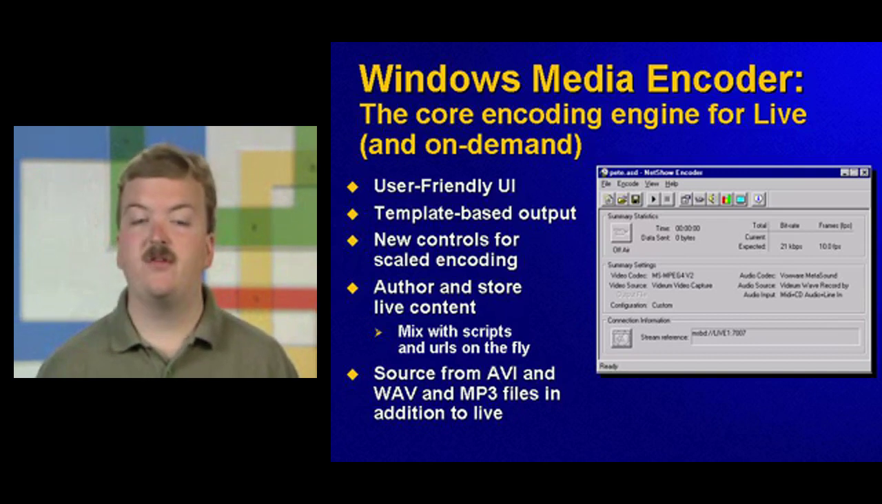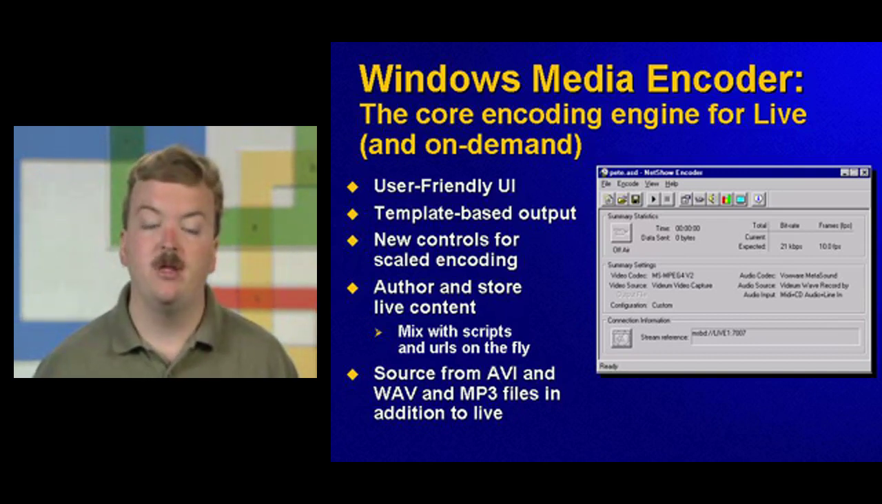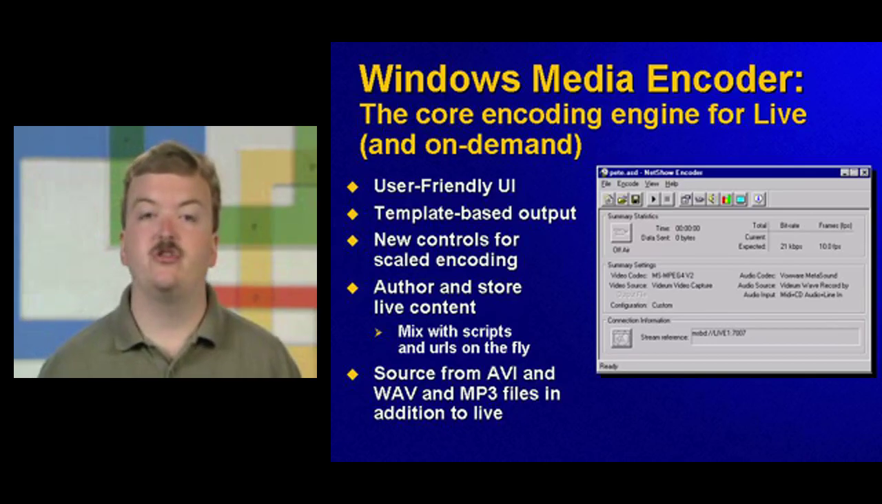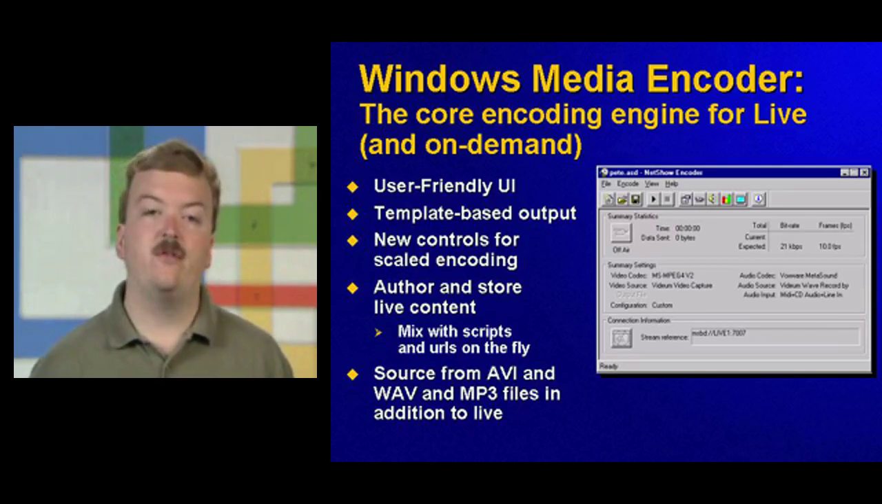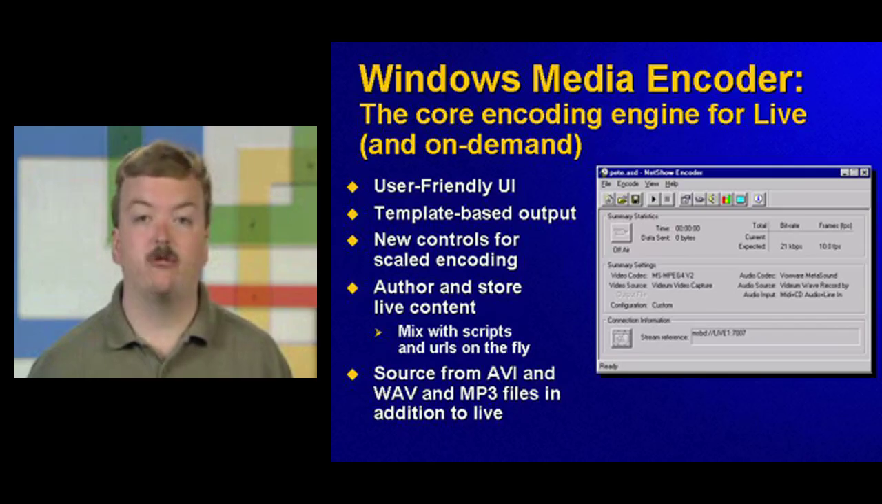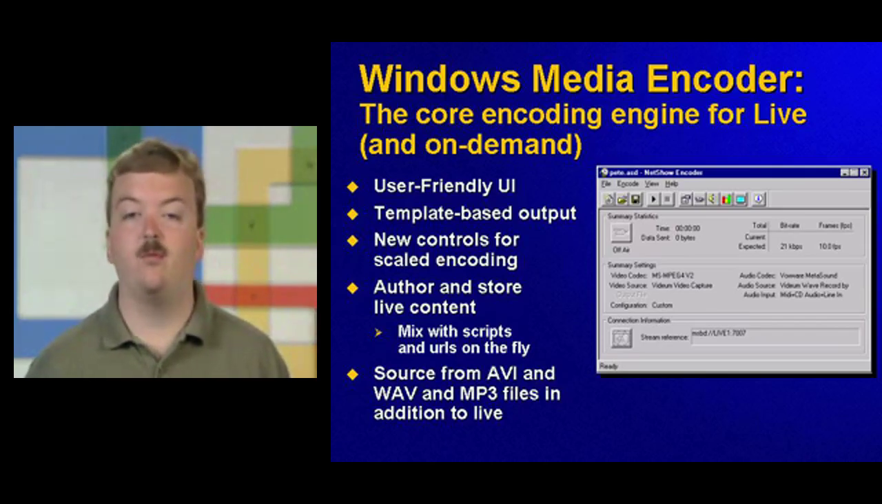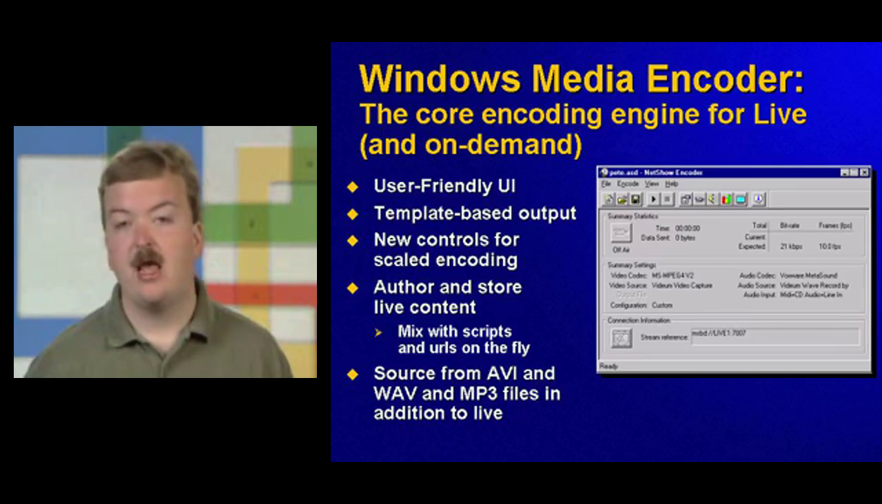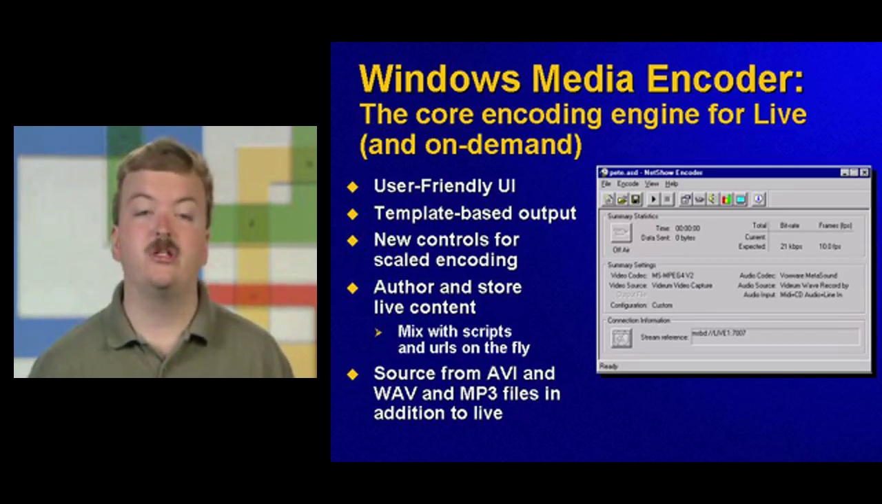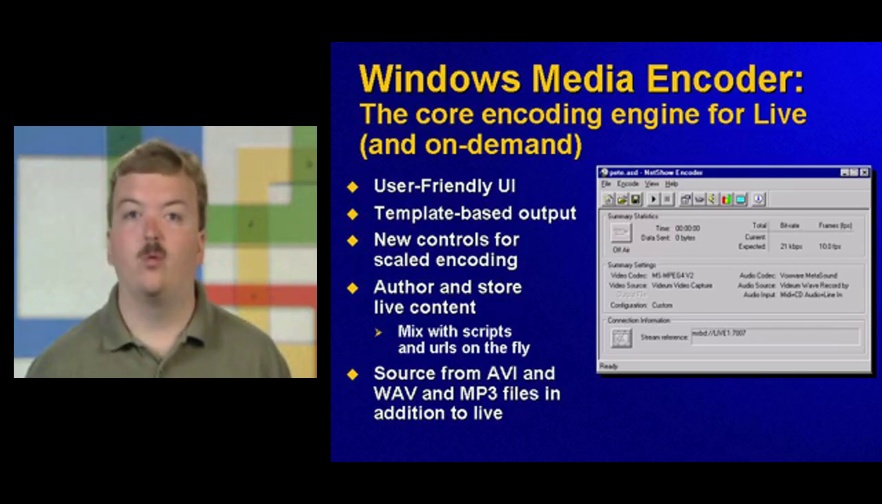The encoder itself is a very user-friendly application. Most users can get started in just a few minutes by walking through the wizards that are provided, answering a few simple questions, and starting to encode. You can also mix on-the-fly script commands or URLs that you want to appear for the audience in the Windows Media Encoder as well. And if you wish, you can also use this tool to convert from AVI, MP3, and WAV files into the ASF file format for Windows Media content.